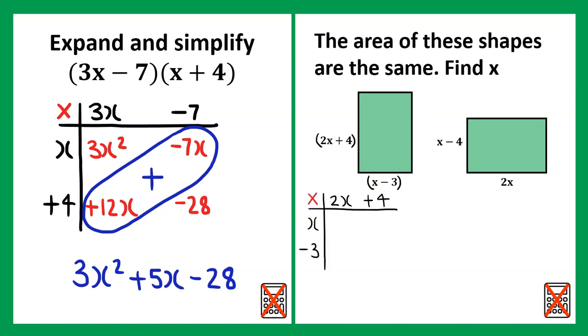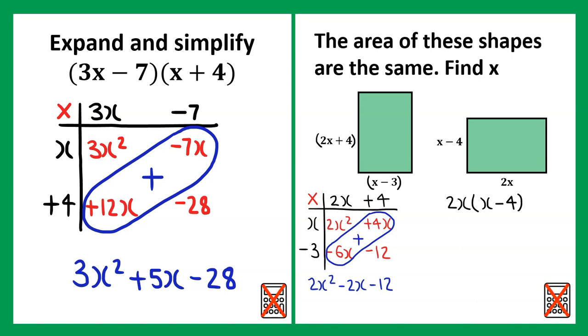Multiplying our terms together, we get 2x squared plus 4x minus 6x minus 12. And collecting like terms, 2x squared minus 2x minus 12. For the second rectangle, we're multiplying the length, which is two terms, by the width, which is one term. This won't be pairs of brackets, it will just be a single bracket with 2x outside and x minus 4 inside. 2x times x is 2x squared, and 2x times negative 4 is negative 8x.